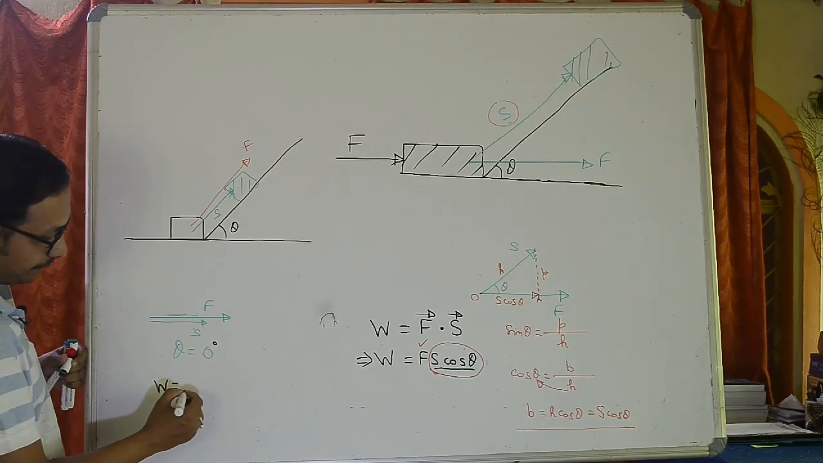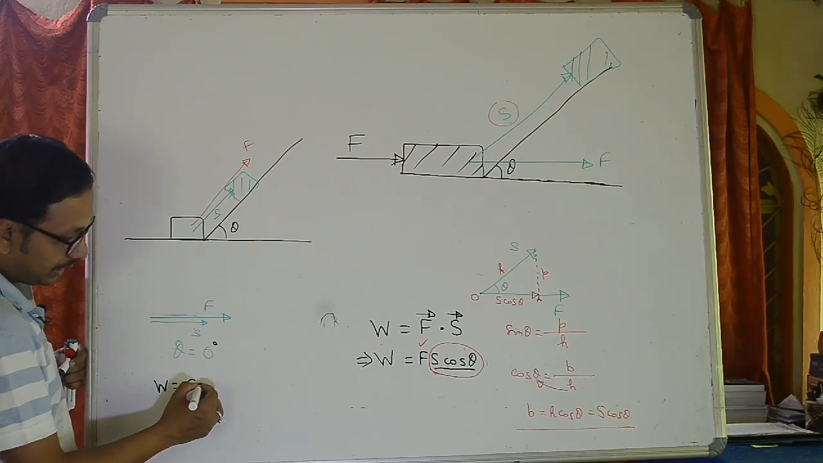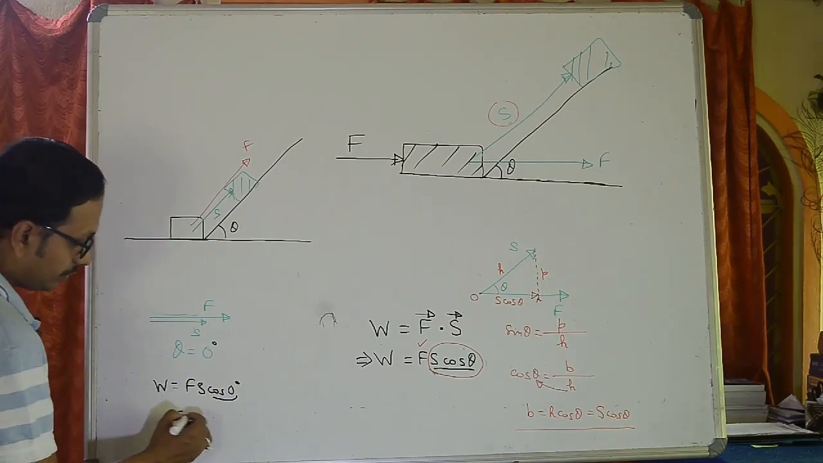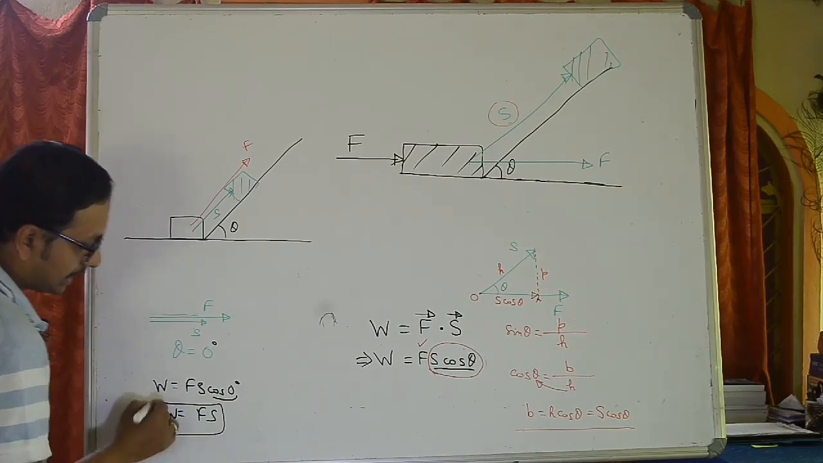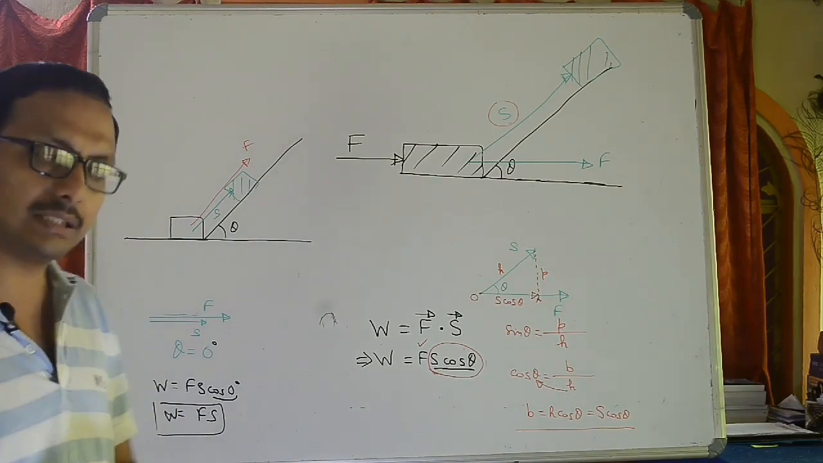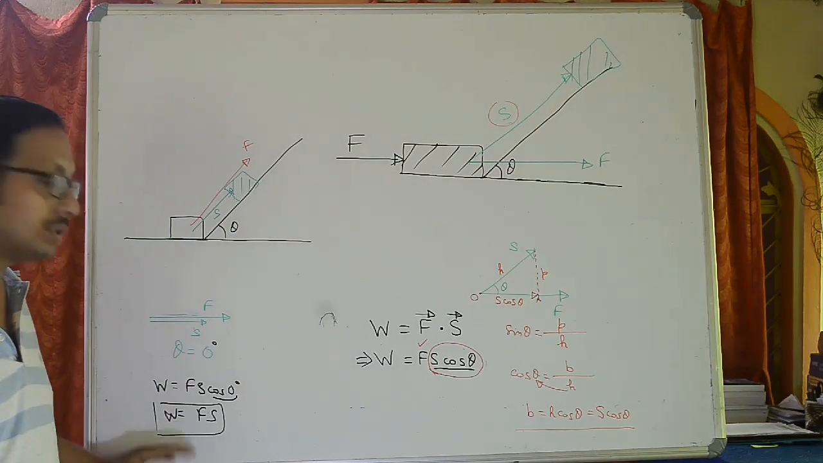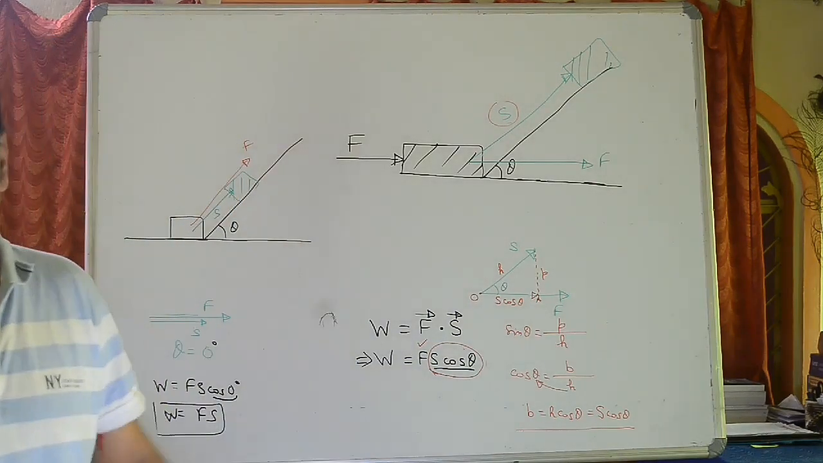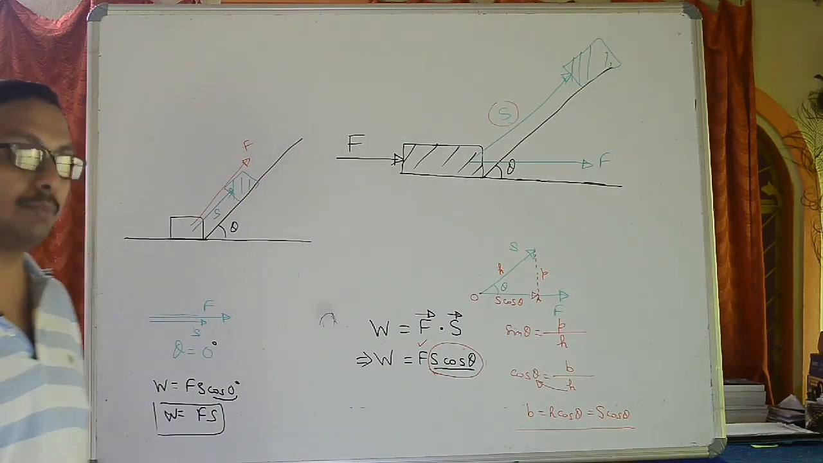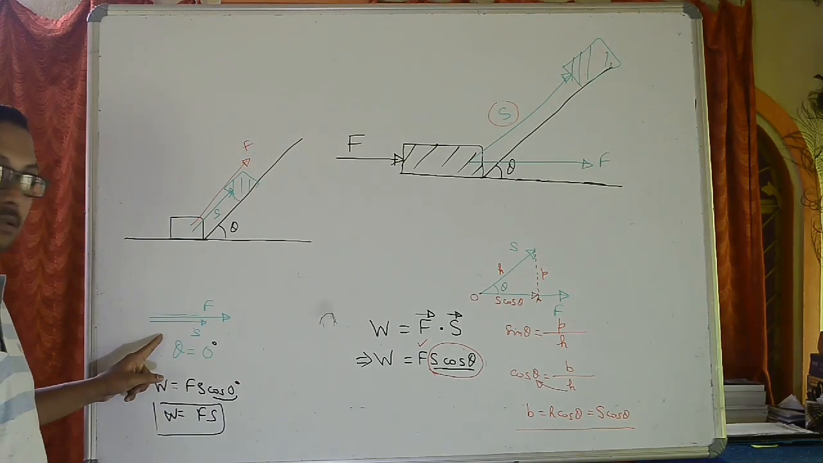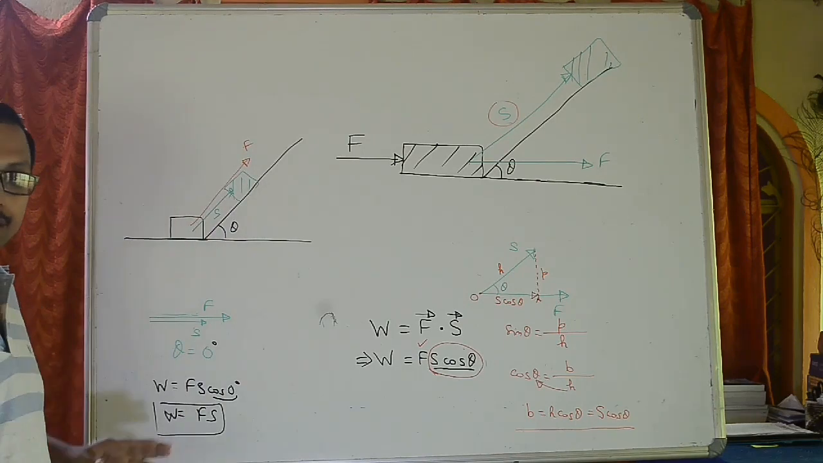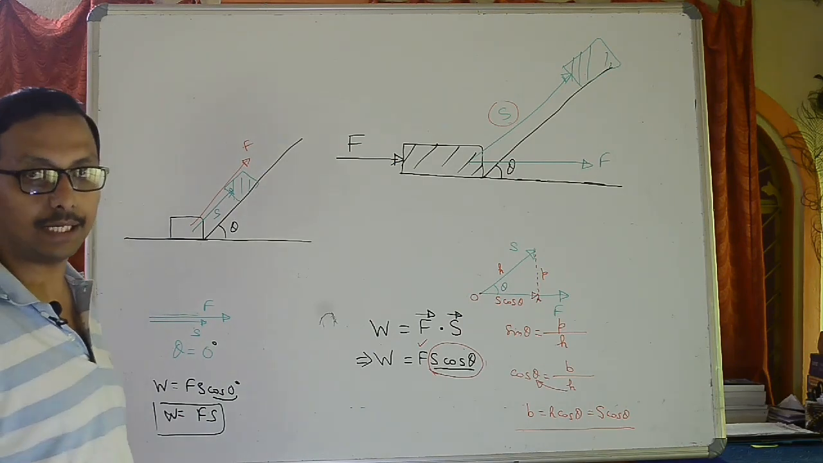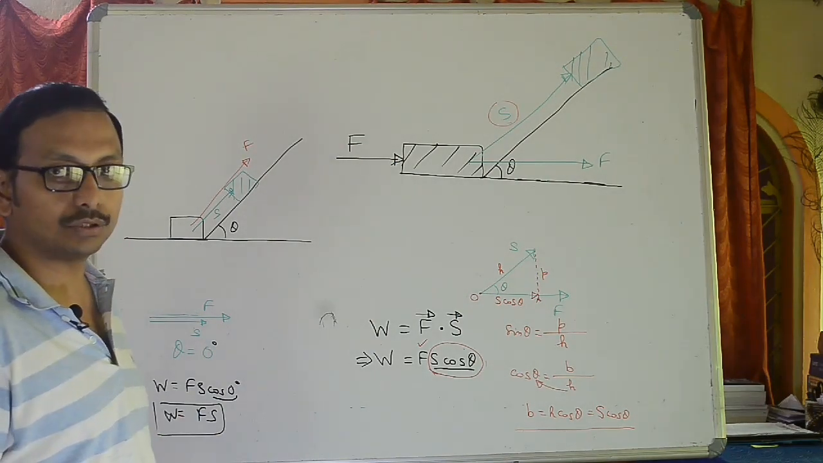So if I now put W equal to force into S cos 0 degree, what is the value of cos 0 degree? That is 1. So we'll have Fs. Till class 8 or 9, we know that work is force into displacement. We always answer immediately, force into displacement. But we need to remember that force and displacement both have the same direction. That means the angle between them is 0, so we need not take any component. That's the reason we say work equals force into displacement.